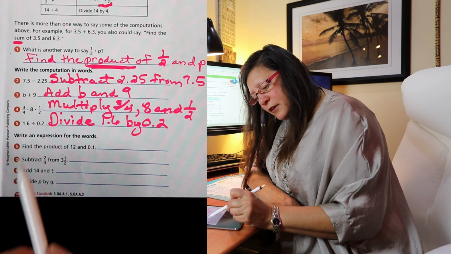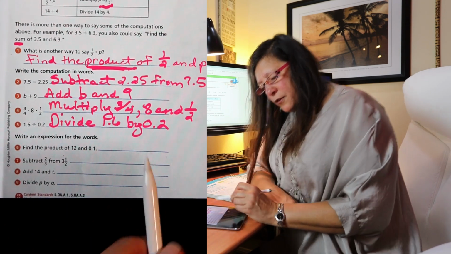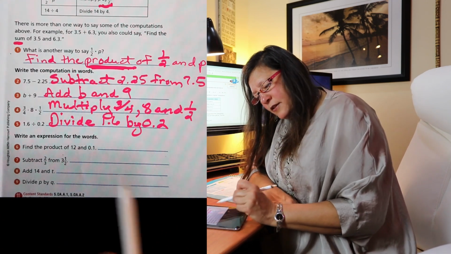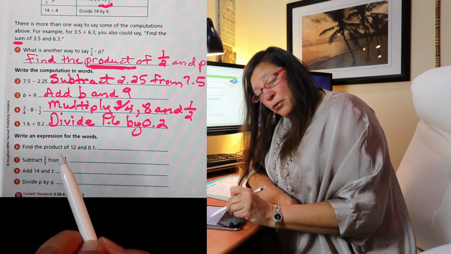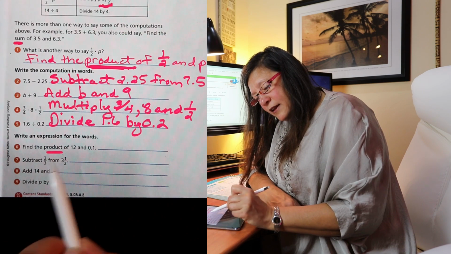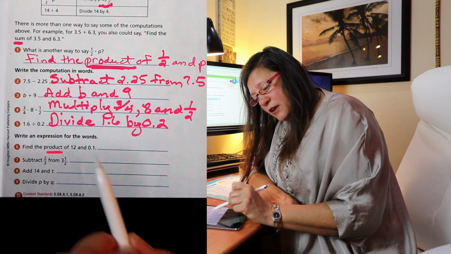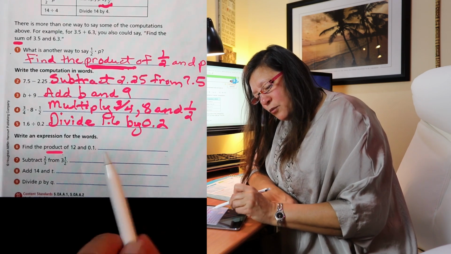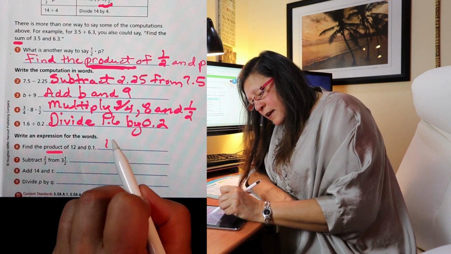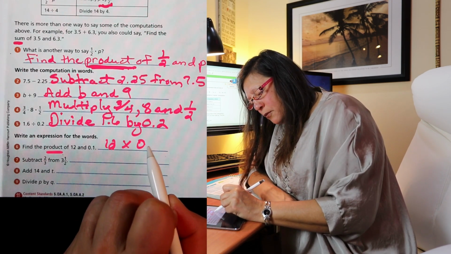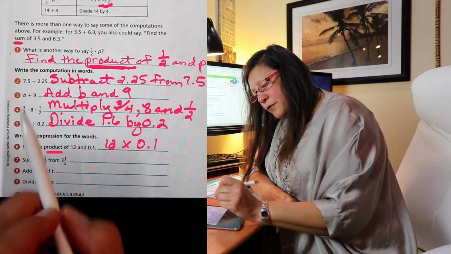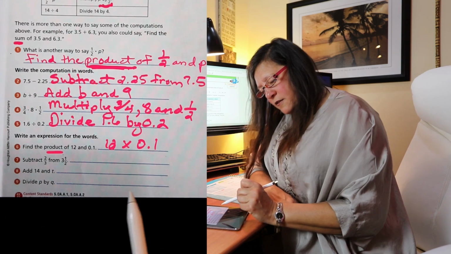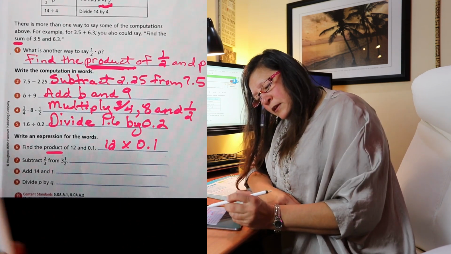Let's do the opposite for the next ones. Write an expression for the words. So let's read what we have, and then we will write the expression. Find the product, again, the product is the answer to a multiplication problem, of 12 and 0.1. So we know that this is multiply: 12 times 0.1. Those are the words we need to remember. Sum is the answer to addition. Product is the answer to multiplication.